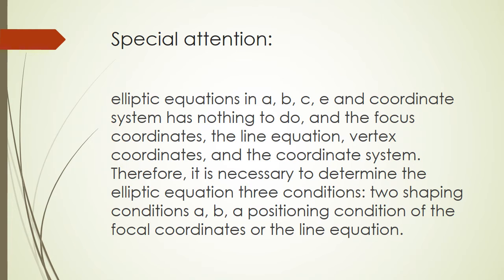Special attention. In the elliptic equation, a, b, c, e have nothing to do with the coordinate system, while the focus coordinates, directrix equation, and vertex coordinates depend on the coordinate system. Therefore, to determine an elliptic equation, three conditions are necessary: two shaping conditions, a and b, and a position condition of the focal coordinates or the directrix equation.